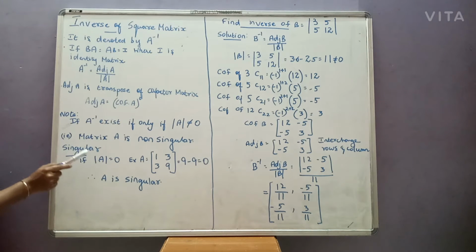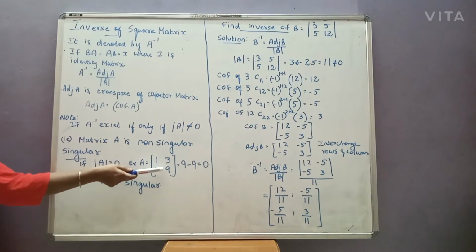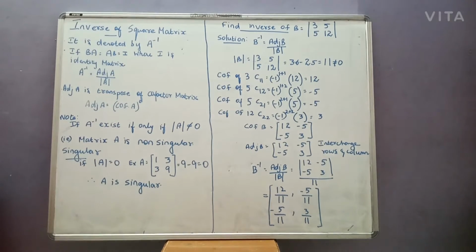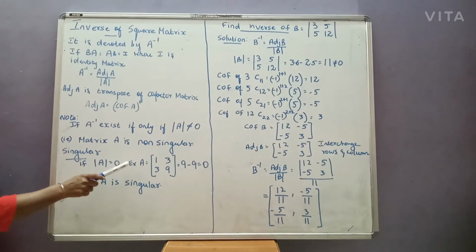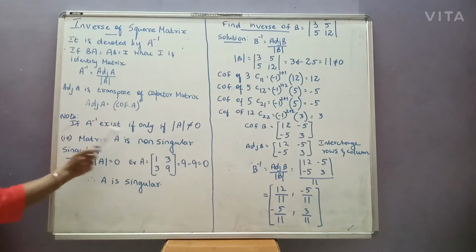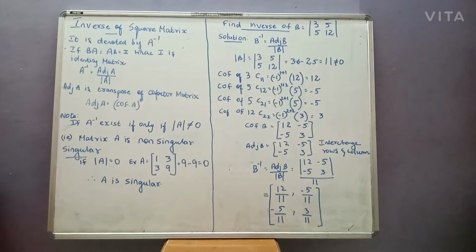Singular means mod A equal to 0. For example, 1 into 9, 9, 3 3s are 9. 9 minus 9 equal to 0. That is, A is singular. If mod A is not equal to 0, it is non-singular. This is the concept of inverse of a square matrix.